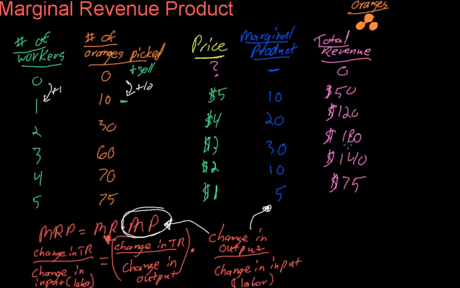So we're never going to hire the fourth worker, and we're never going to hire the fifth worker. So we're just going to put big X's through these 2. And I'll explain it in a different way also in a little bit.